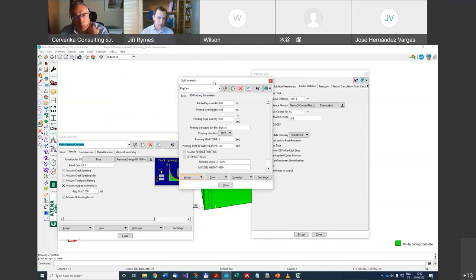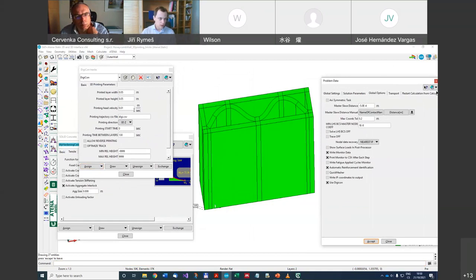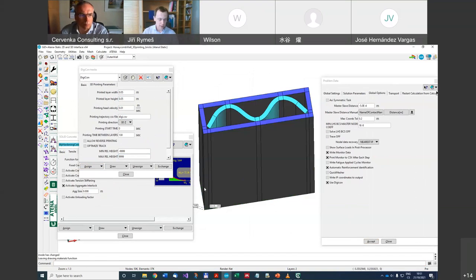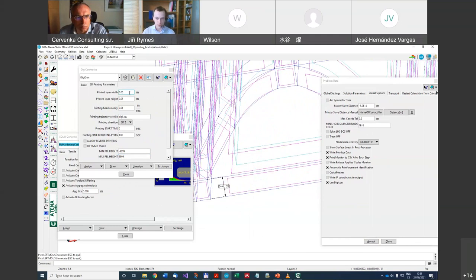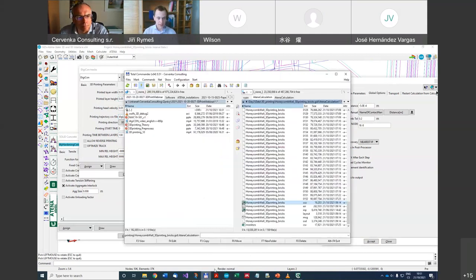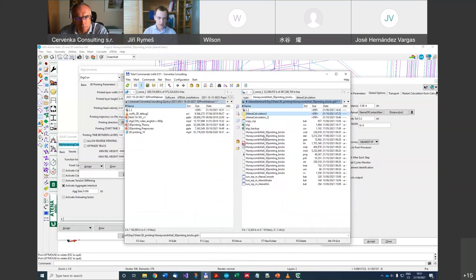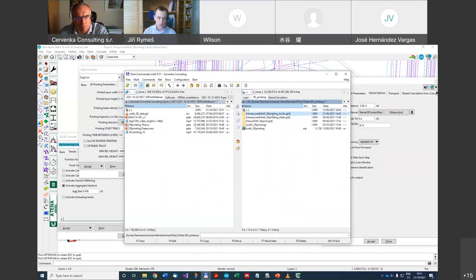Then in the 3D printing parameters, I set the thickness of the printing layer. You can see here, this is 5 centimeters, which corresponds to the inputs in this window. Also, I set some time, which accounts for the delay between each layer. And about this file, the DGCSV, this is where I specify the printing path. It's placed in this folder with my model, honeycomb wall 3D printing, and I use specific elements for this modeling.